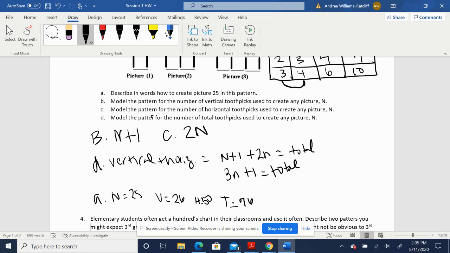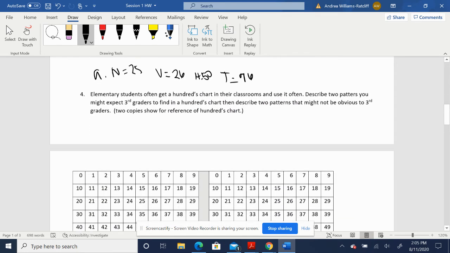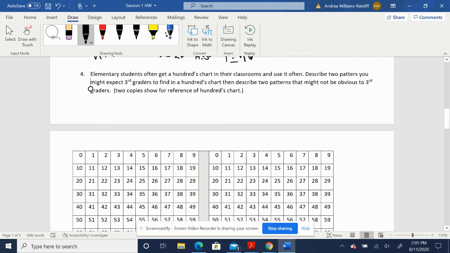Okay, if we write this out in a sentence, and hopefully you will, it's kind of hard for me to write a whole sentence on here with an active pen, but if you write it out, picture 25 would contain 26 vertical toothpicks along with 50 horizontal toothpicks for a total of 76 toothpicks to create 25 squares.